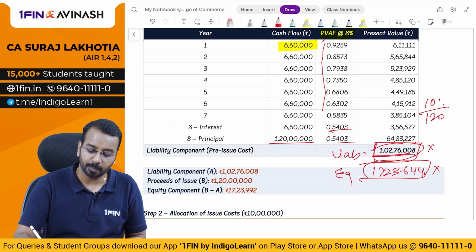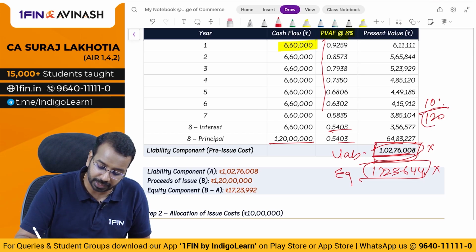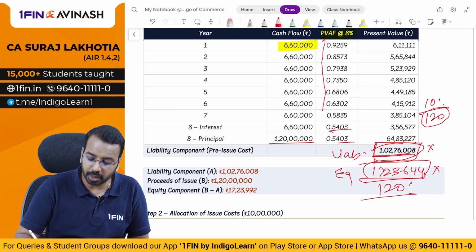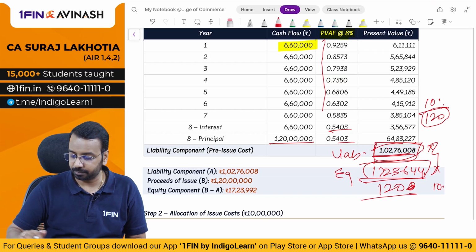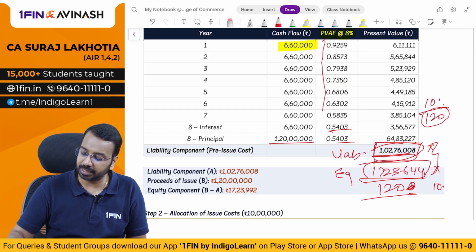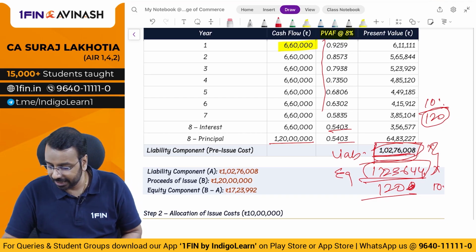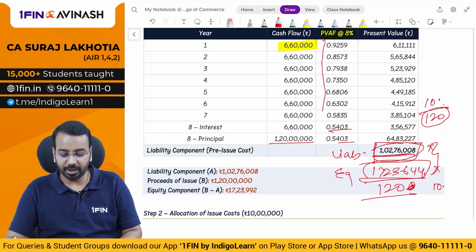I am repeating once again. On a total proceeds of 120, see 102 plus 17, total is 120, right? On this 120 we have incurred 10, this 10 we have to split in these two ratios. So, what we will do, 10 divided by 120 into 10276,008. We get 8563333.9.